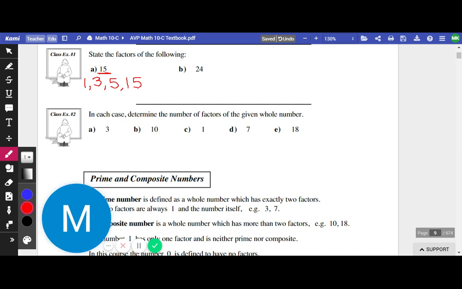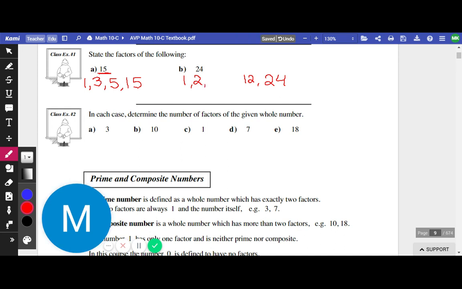Okay, we'll try another one. So we'll talk about 24. I like to start with 1 and 24. Those are both numbers I know that divide in. The easy ones. And then I work my way up. So 2 would be the next number I check. Does 2 divide into 24? Absolutely it does. That means 2 is a factor of 24. When I divide 24 by 2, I got 12. That means 12 is also a factor of 24.